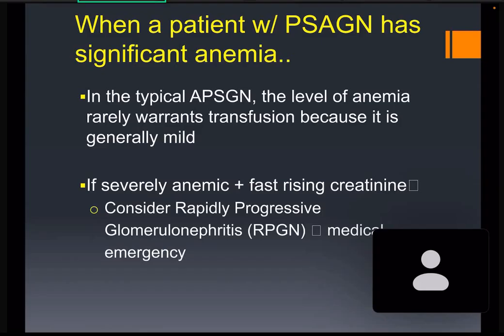Now, in acute kidney injury, there is what we call significant anemia, meaning the anemia is so severe that it creates some form of abnormal respiratory rate, like hemoglobin less than 5 or less than 6. That's already called severe, but it's called less than 7. But really, I do not see less than 7, so I don't usually transfuse with PSGN. However, if you have severely anemic patients with a fast rising creatinine, this is what we call rapidly progressive glomerulonephritis, and this is now a medical emergency.